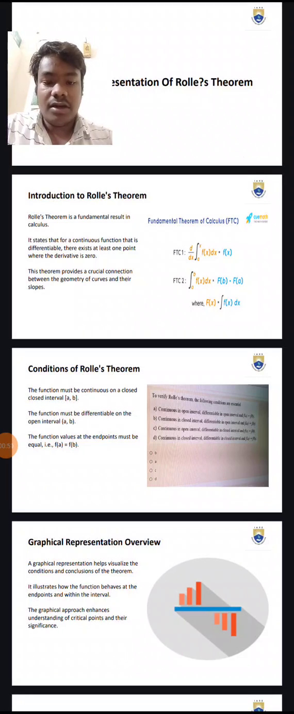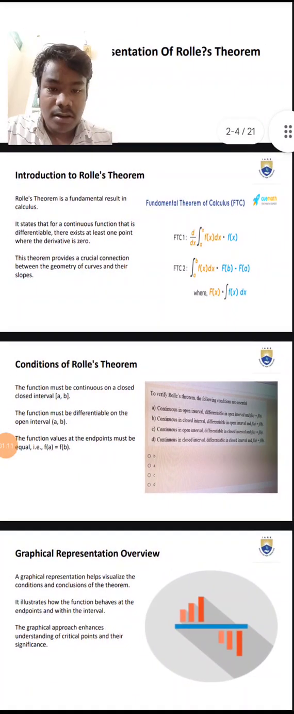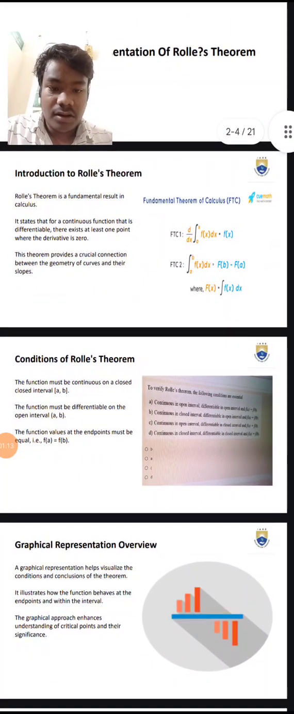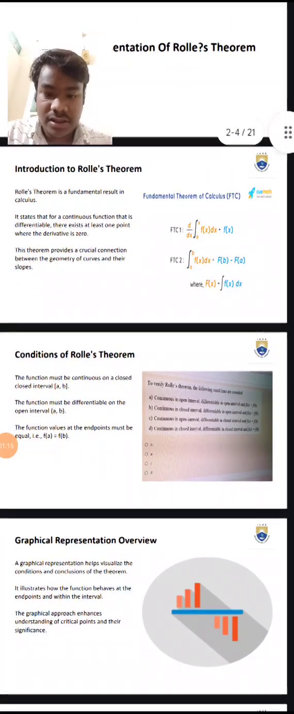FTC1: d by dx of the integral from 0 to x of f of x dx is f of x. FTC2: the integral from a to b of f of x dx is f of b minus f of a, where F dash of x is f of x.